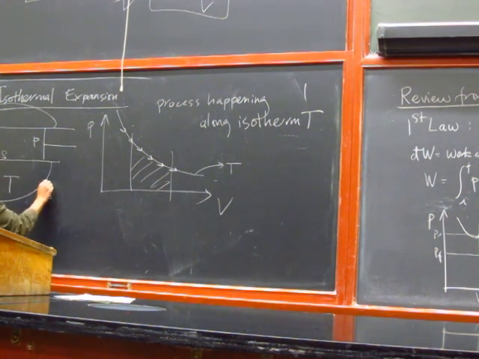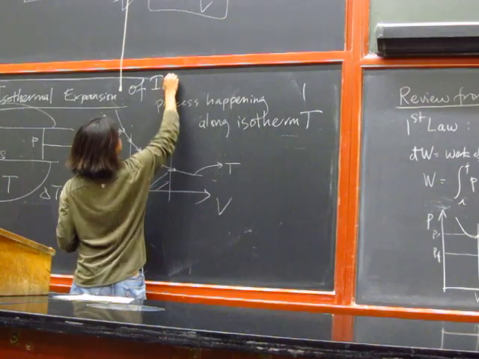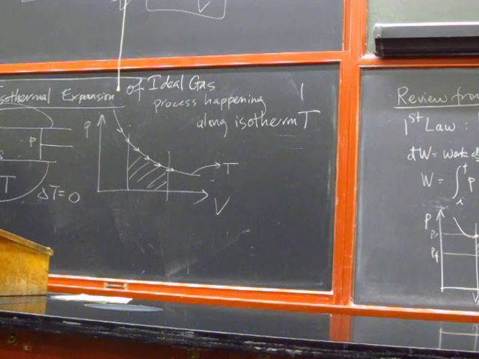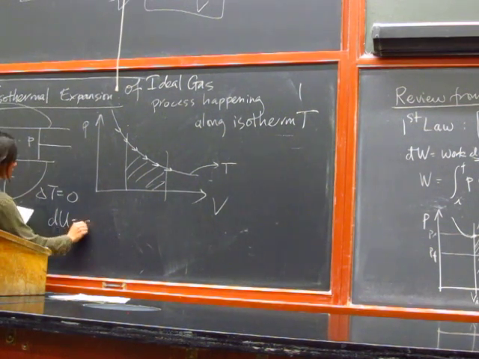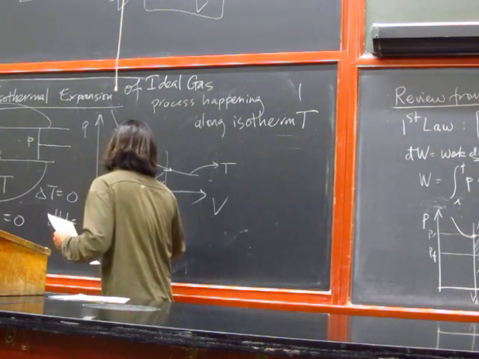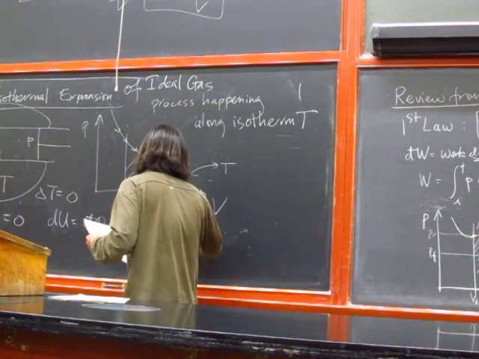And the temperature change is 0, because it's isothermal. Then what you have is dU is equal to 0, because there is no change in temperature. And in that case, from the first law, we know that dU is equal to dQ minus dW. So this gives you that dQ is equal to dW.